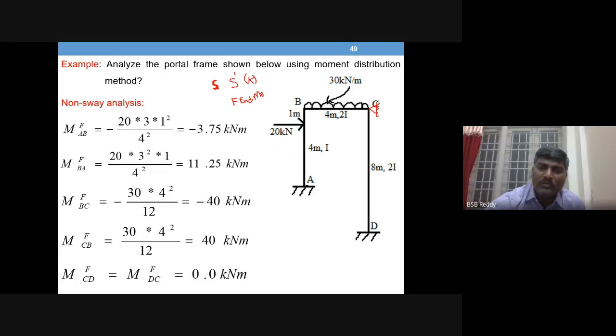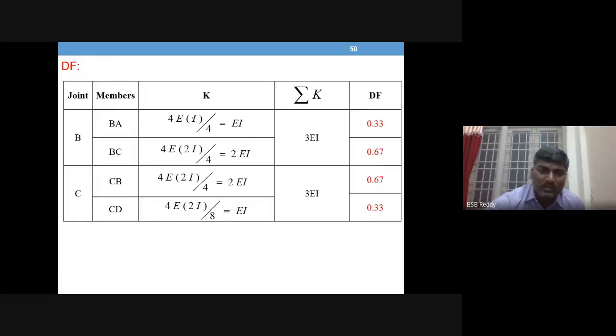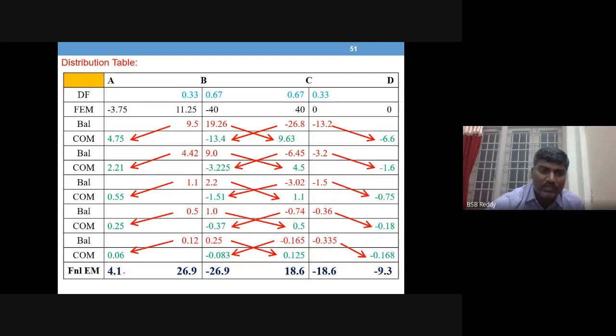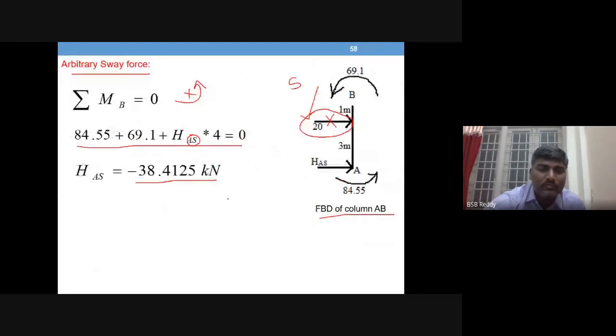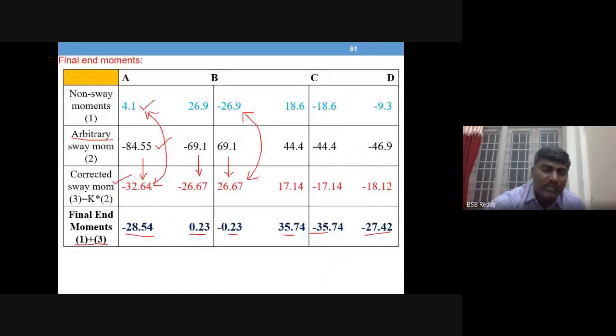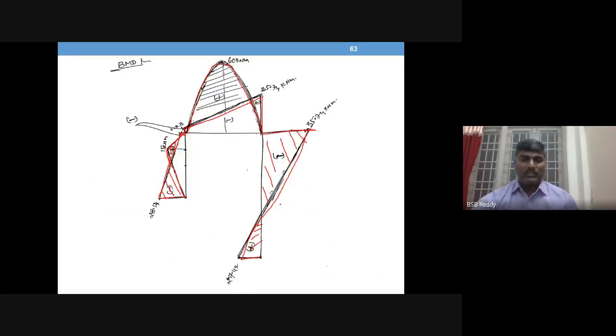You have to add the non-sway moments found from non-sway analysis to the sway moments which are corrected with the correction factor, to get the final end moments. Okay, so a bit lengthy, but for the moment distribution method, the procedure is preferably to be followed like this, right? Right. Thank you.